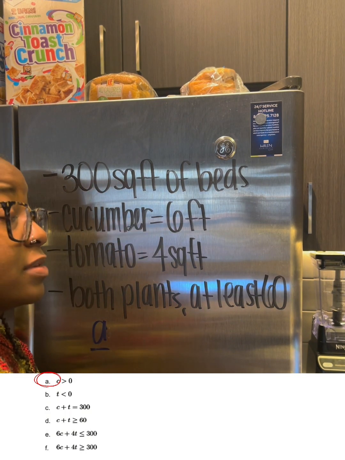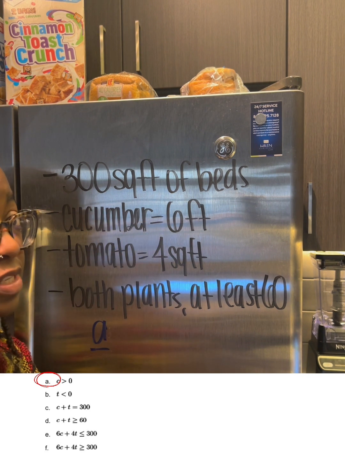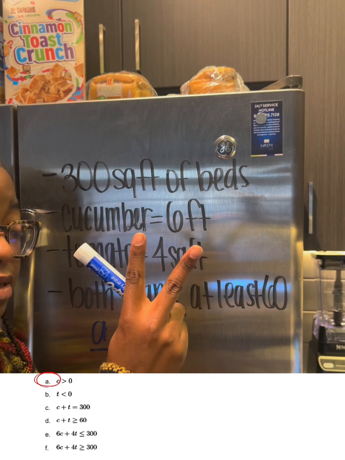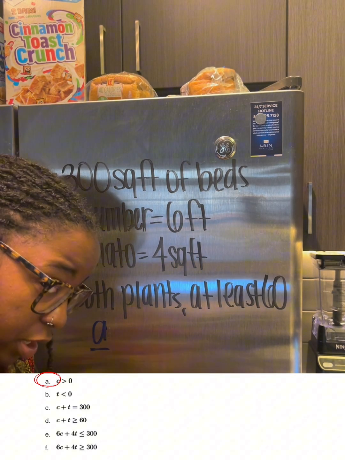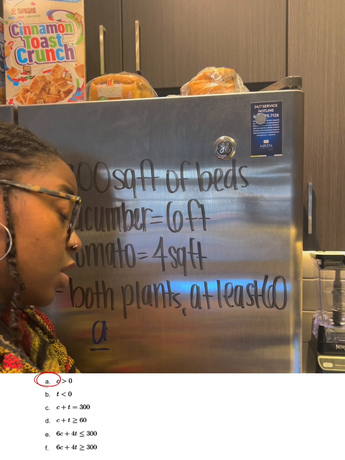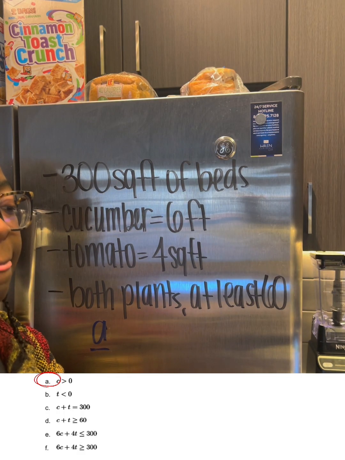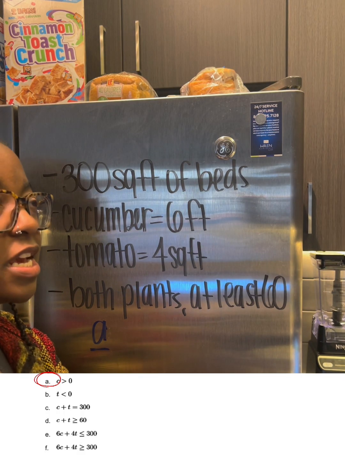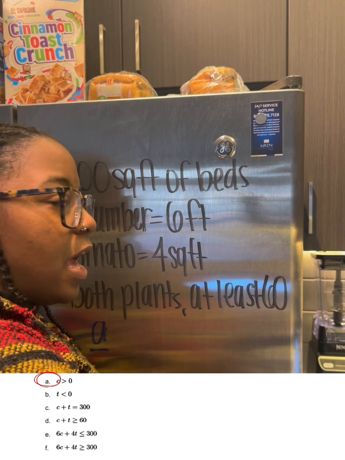300 is talking about space. This is talking about amount. We can't put those together because we're talking about two different things, and we never said anything about having 300 plants. Nobody ever said anything about that. So no, C is not an answer. C, respuesta no correcta.